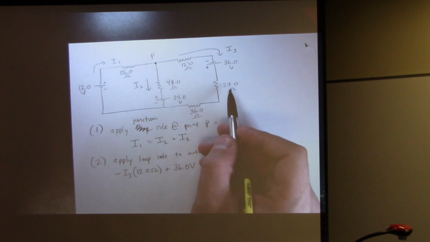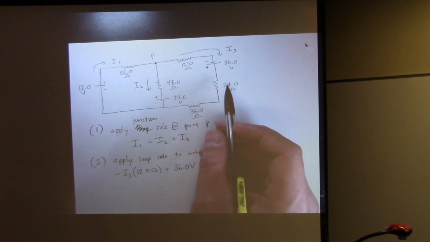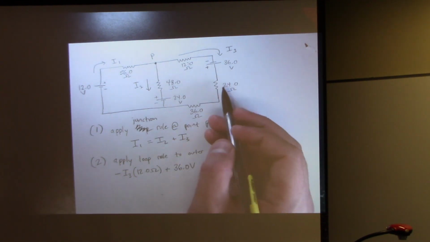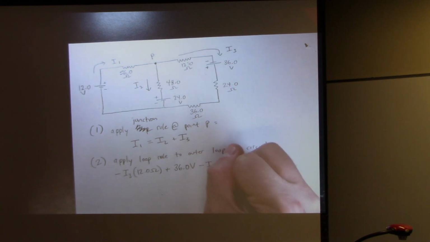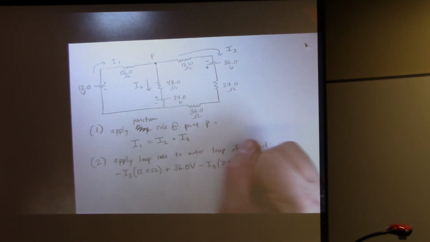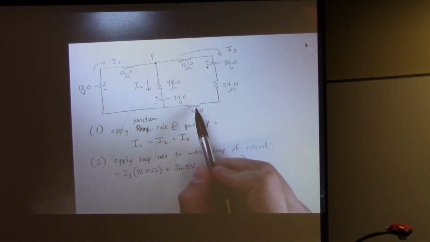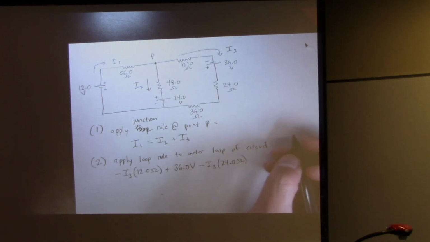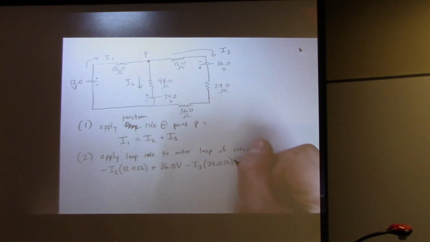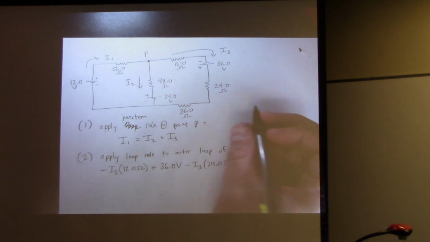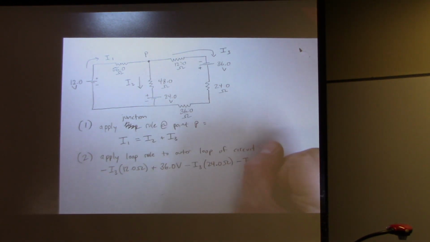The next thing we're doing is going across this 24 ohm resistor in the same direction that the current is flowing, which means we have a negative voltage, minus I3 times 24.0 ohms. Okay, the next thing we do is go across the 36 ohm resistor. We're still talking about current I3, and we're still going in the same direction as the current as we follow the loop. So we have minus I3 times 36.0 ohms.